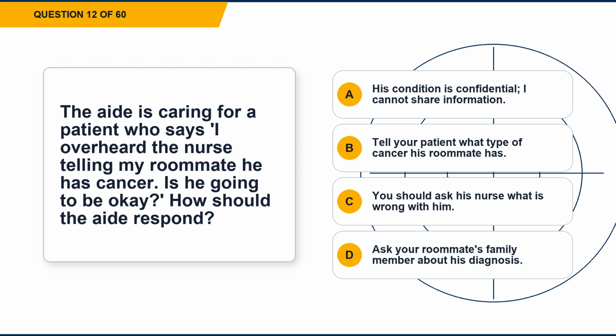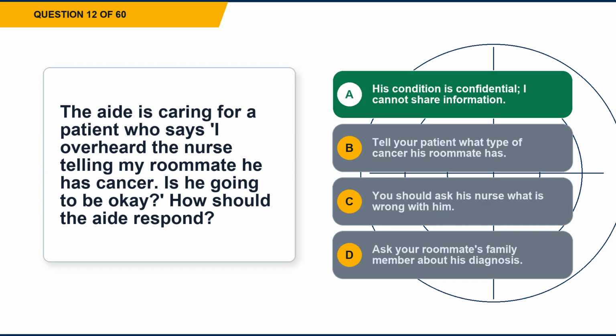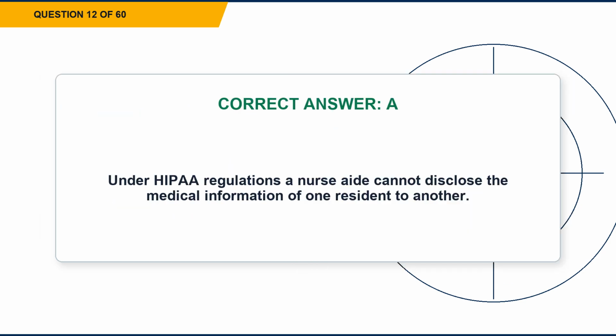Option A, his condition is confidential, I cannot share information. Option B, tell your patient what type of cancer his roommate has. Option C, you should ask his nurse what is wrong with him. Option D, ask your roommate's family member about his diagnosis. The correct answer is option A, his condition is confidential, I cannot share information. Explanation. Under HIPAA regulations, a nurse aide cannot disclose the medical information of one resident to another.